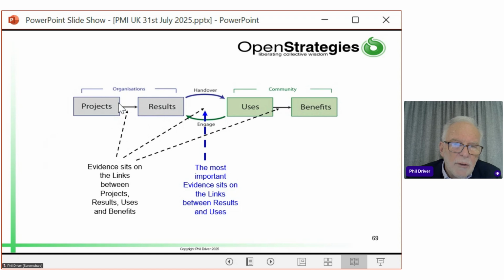So do we have evidence that a project will create a result? Do we have evidence that the users will be sufficiently enabled by the results? Because if you haven't got that evidence, you don't have any confidence to go ahead and implement your strategy.